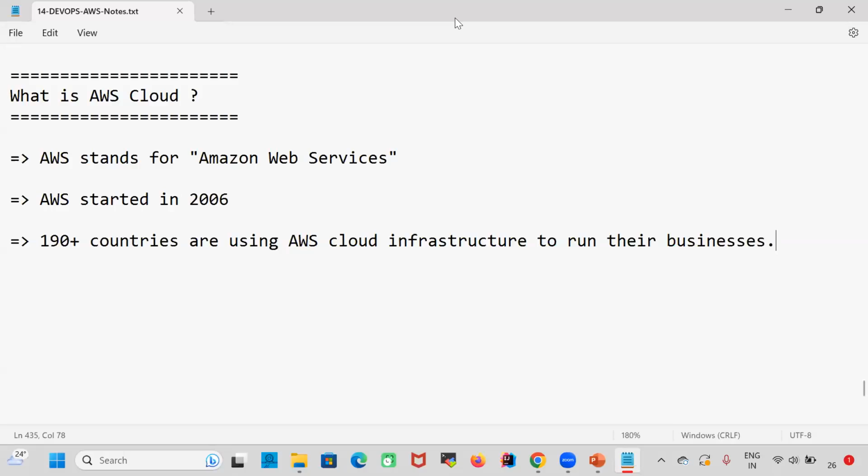Companies are moving from on-premises infrastructure to cloud infrastructure nowadays. So if you just learn DevOps, that is not sufficient. Along with DevOps, you need to have knowledge of the cloud platform also.